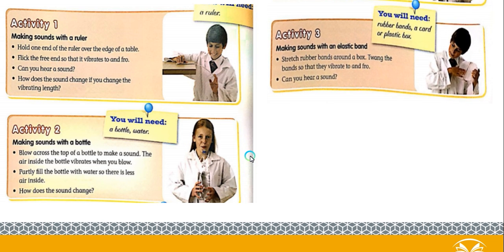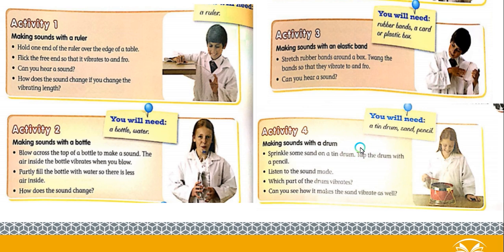And also activity 3, all you need is a rubber band and a card or a plastic box. You stretch the rubber band around the box and twang the band so that it vibrates to and fro. With that, you will hear the sound. And also activity 4, making sound with a drum. Now you can try this at home. All these activities are for you to try how to make sound.